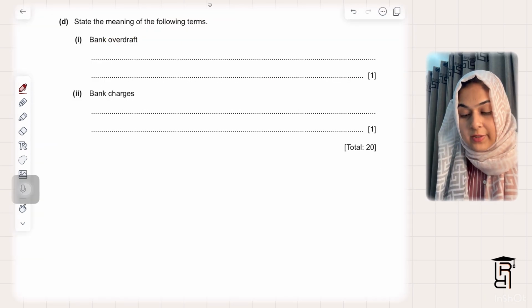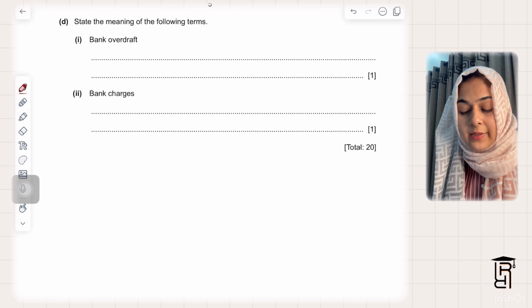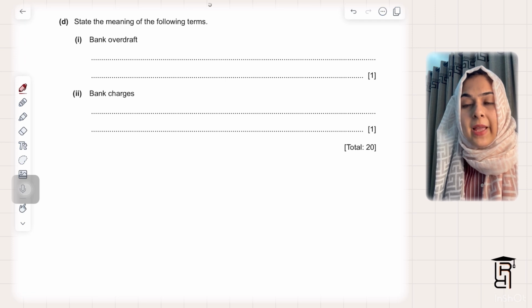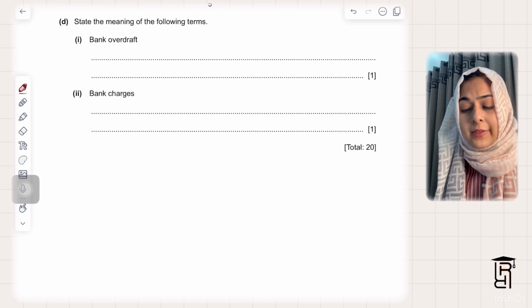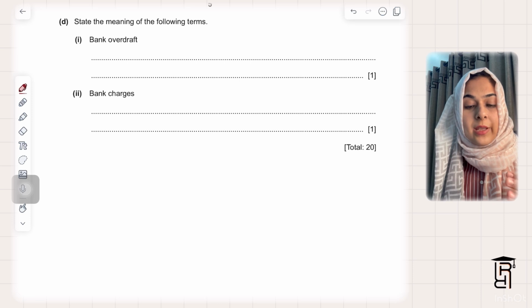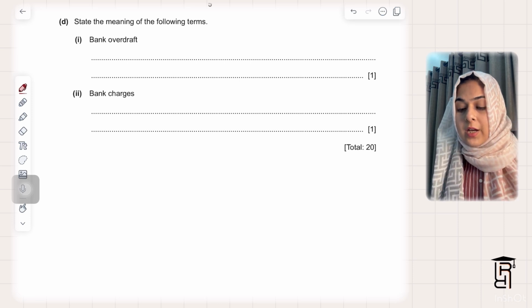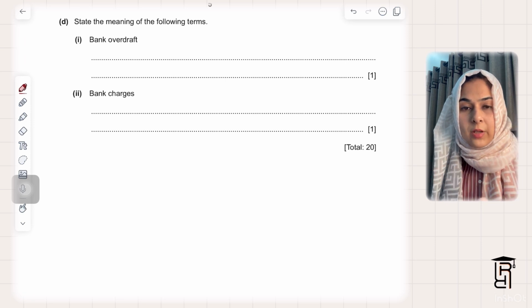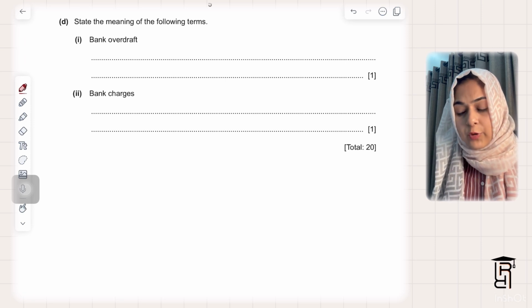Okay, so the last part says here, what is the meaning of the bank overdraft? So the bank overdraft is a short-term loan. It is a facility that the bank gives to certain clients because they allow them to overdraw their account. So in the end, we owe the bank. So the business basically owes the bank because it's like a short-term loan.